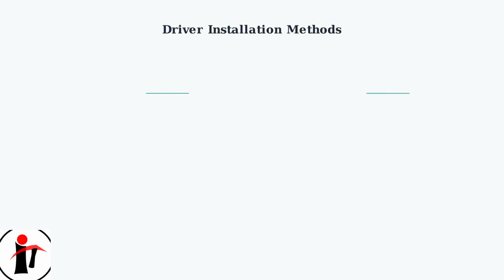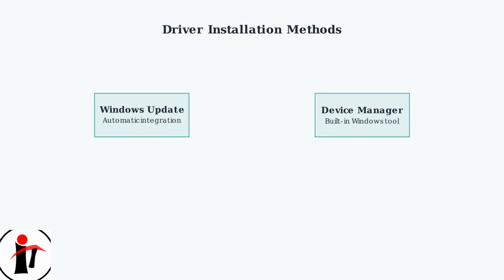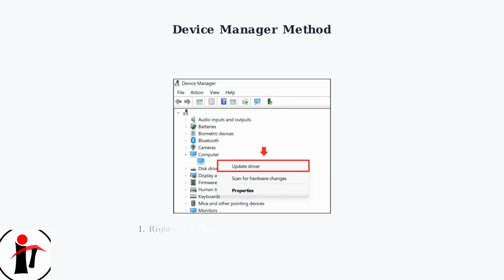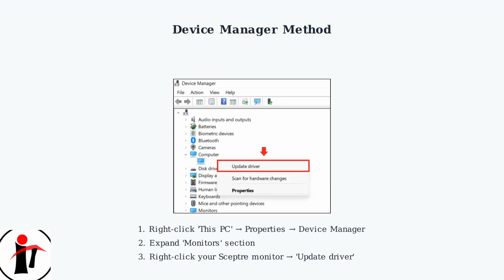There are four primary methods to install Sceptre monitor drivers. Windows Update provides automatic integration, while Device Manager offers a built-in Windows solution. Direct downloads from Sceptre's website ensure you get the latest manufacturer drivers, while third-party automated tools can simplify the process, but should be used with caution. The Device Manager method is built into Windows and provides a straightforward way to update drivers. You can access it through the system properties and navigate to your monitor's entry to trigger an update.